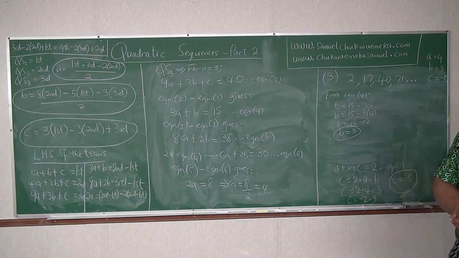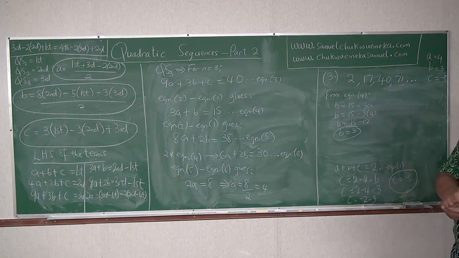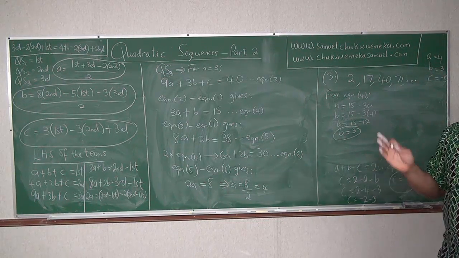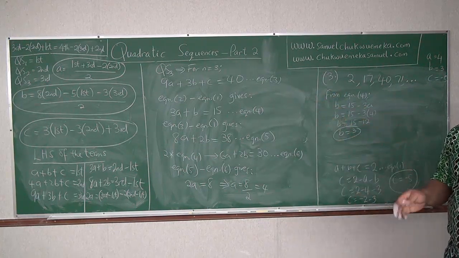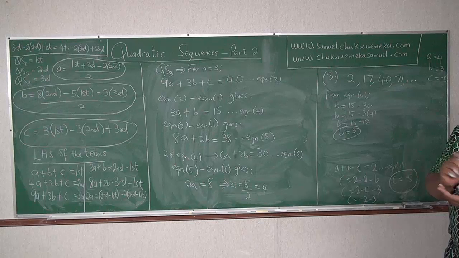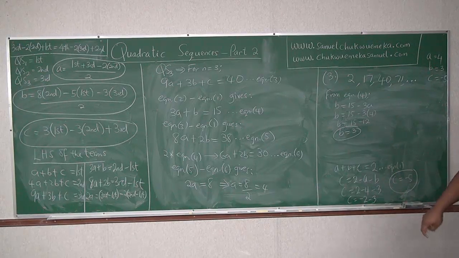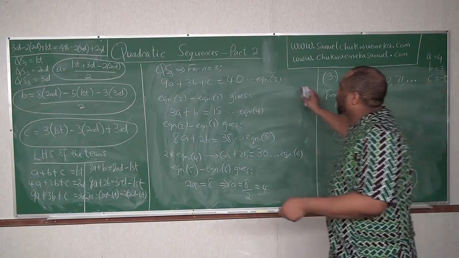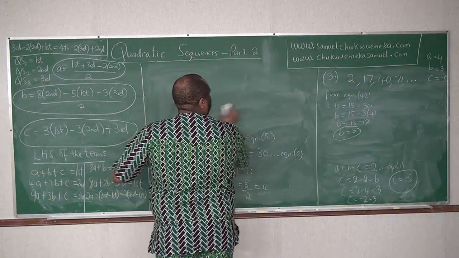So we can now write our n term. But before we write the general term, the n term, let us use the formula also. Let us use the formula and solve it, then we can write the n term. So the second method is the use of formula.